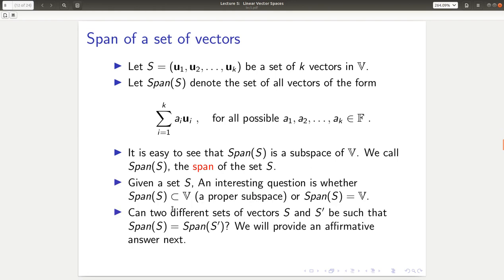Now there are a couple of things you can ask. If you're given a set S, an interesting question is whether span S is a proper subspace of V or span S is equal to V. This is one question. Second question is, can two different sets of vectors S and S prime be such that span of S is equal to span of S prime? So remember, we are starting with two different sets, but their spans are the same. So they are the same as vector spaces. And we will provide an affirmative answer next by an explicit construction. Of course, that won't be the only class of S primes that you can construct, but just to give an example.